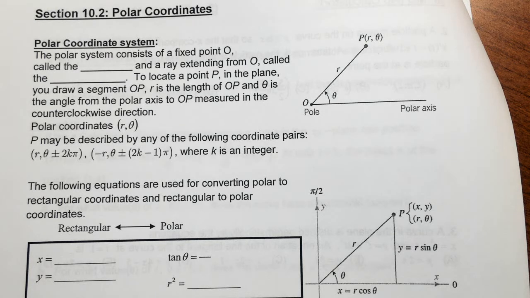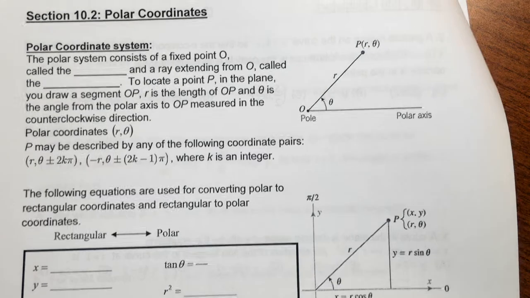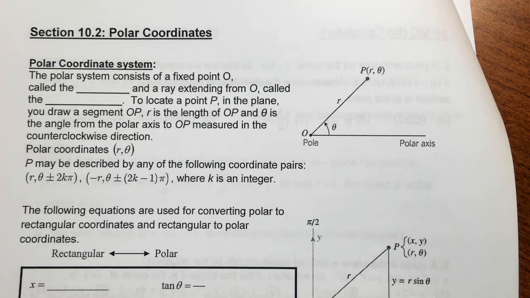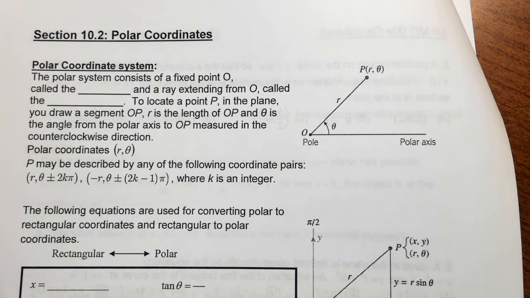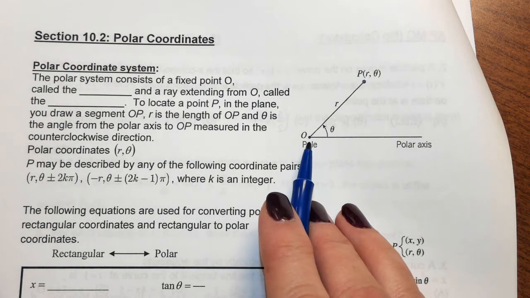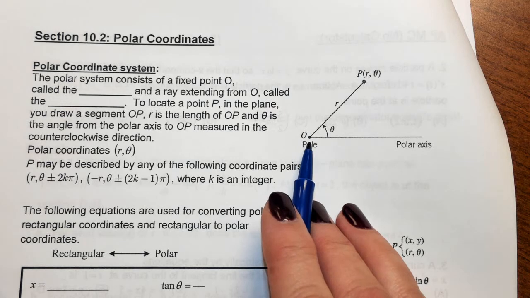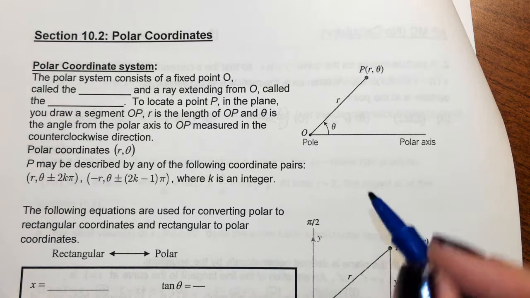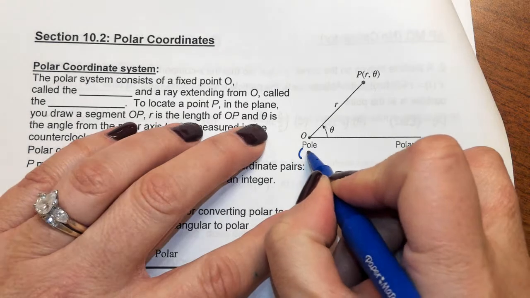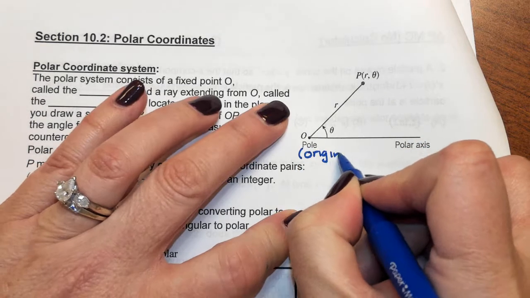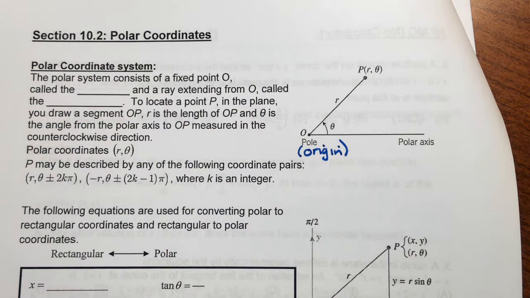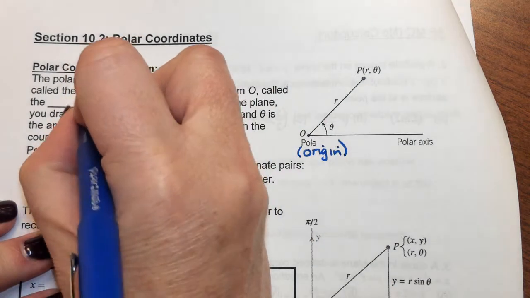So for section 10.2, this is going to be a review of the polar coordinate system that was discussed back in your pre-calc honors days. When we talk about the polar coordinate system, you're talking about a fixed point, which in the polar coordinate system we do not call the origin, but the pole. Remember, the pole is the origin of what we think of in rectangular. So that is what we call the pole.